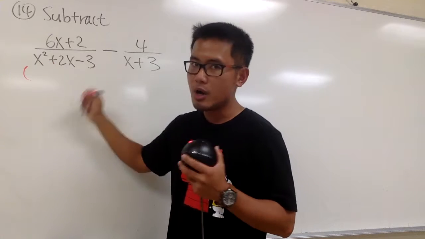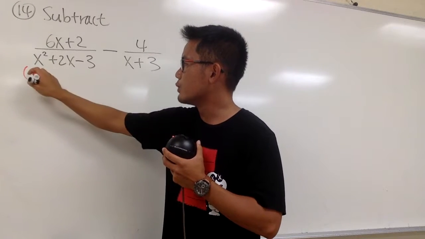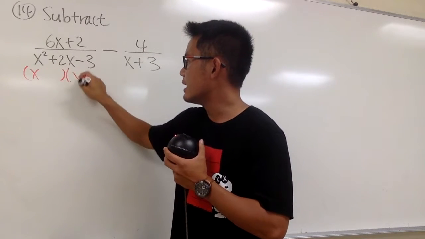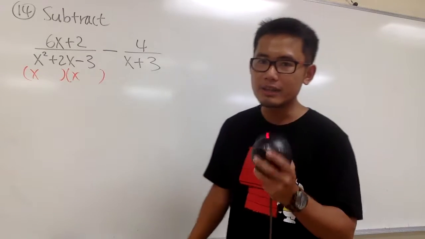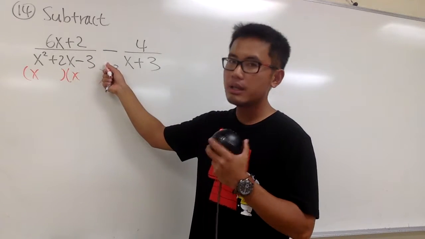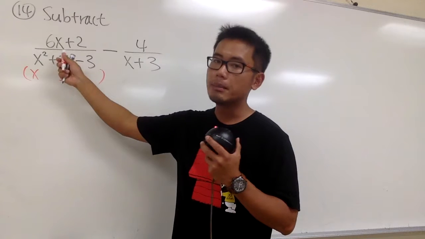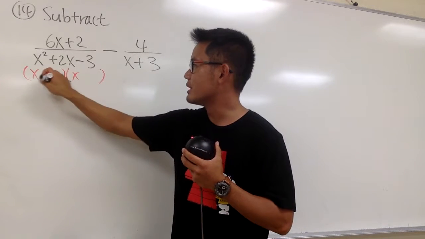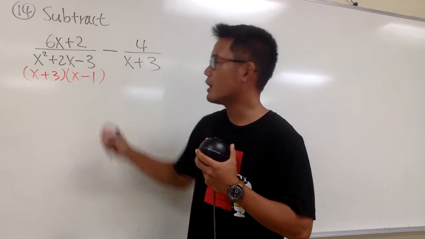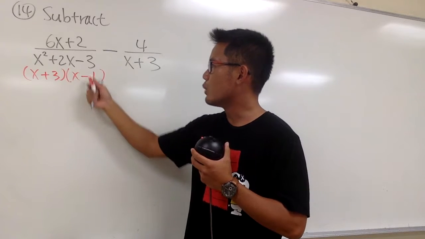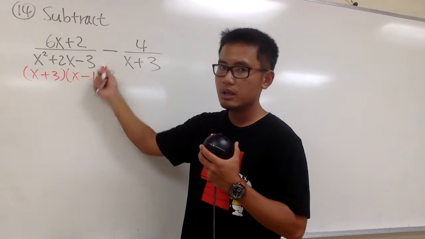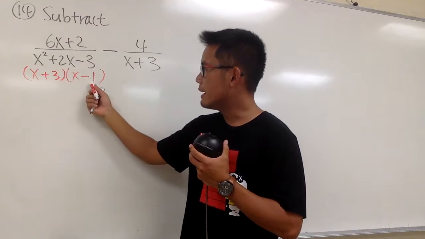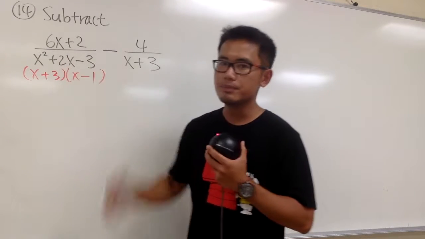Well, this is a trinomial, and we have just one x squared, so we can set it up as x times x like this. And now, what times what will give us negative 3? Together, they will add up to be positive 2. We can use plus 3 times negative 1, right? Plus 3 times negative 1 will give us negative 3. And then positive 3 minus 1 gives us positive 2.